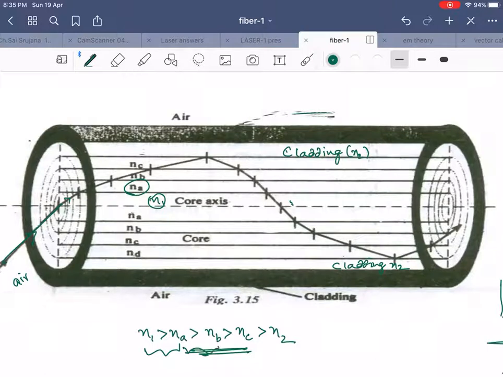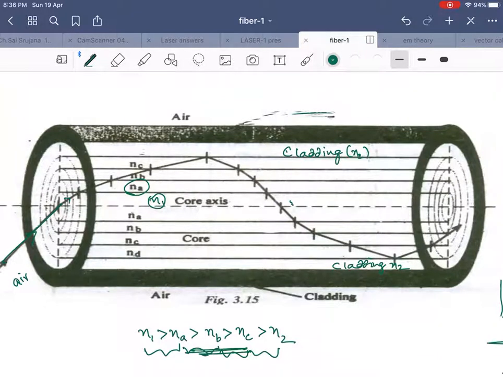Later it is traveling from Na to Nb, from a denser medium to a rarer medium, so it bends away from the normal. Then from Nb to Nc, here also it bends away from the normal. Finally it is incident on the interface of the core and cladding, and here the incident angle is more than the critical angle. The ray is reflected in the same medium.